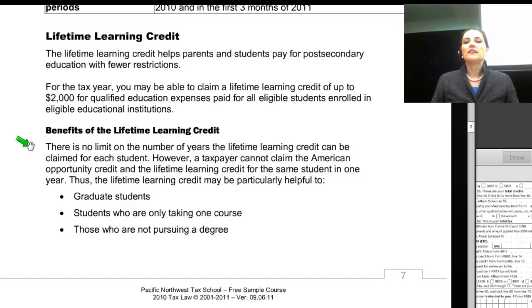Well, there is no limit on the number of years that the Lifetime Learning Credit can be claimed for each student. However, a taxpayer cannot claim the American Opportunity Credit and the Lifetime Learning Credit for the same student in 1 year. Thus, the Lifetime Learning Credit may be particularly helpful to graduate students, that is, people who already have their bachelor's degree and perhaps are working towards a master's program or are taking some additional education programs outside of a degree program. Those students who are taking only one course and are not enrolled in a degree program, and those who are not pursuing a degree at all.